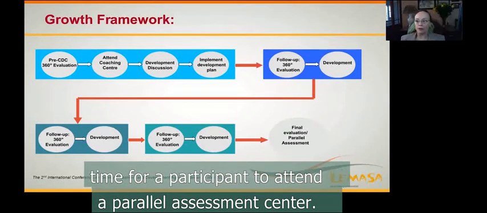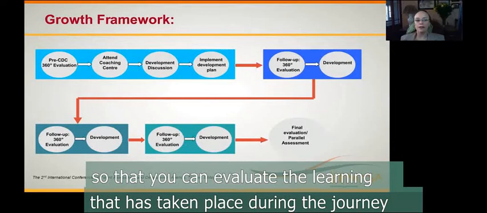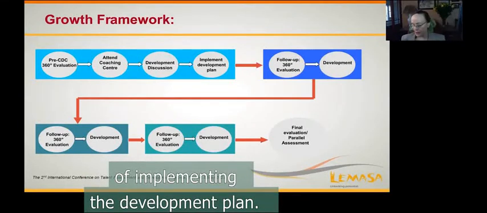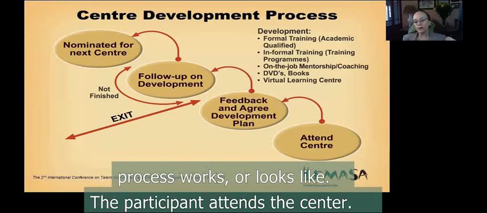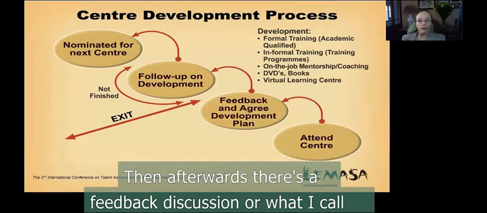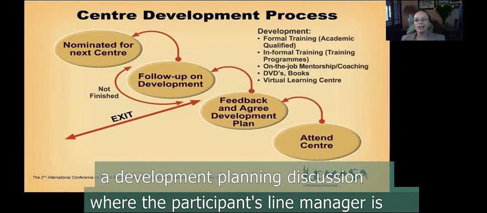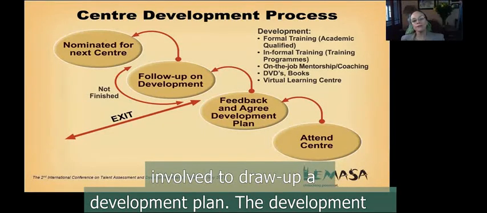And then it's time for a person to attend a parallel assessment center again, so that you can follow the learning journey of the person throughout the implementation of their development plan. This is just another picture showing how the development process works. The person would attend a center, then afterwards there's a feedback discussion, or what I call a development planning discussion, where the participant's line manager is involved, and you draw up a development plan.